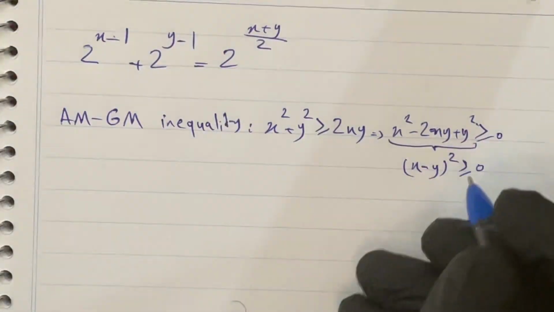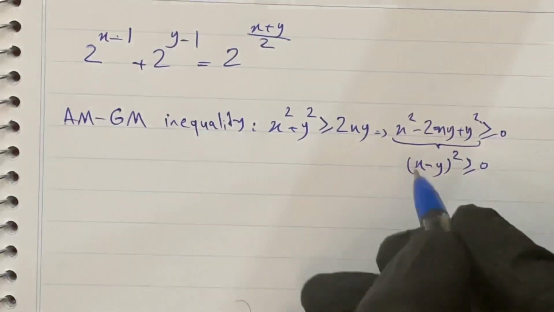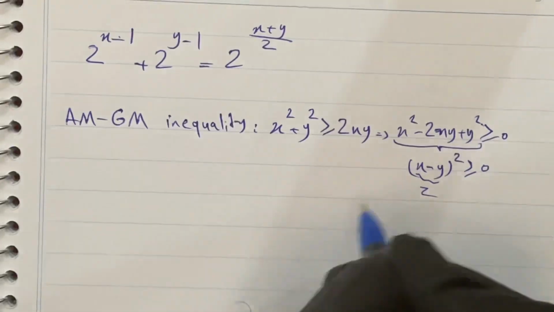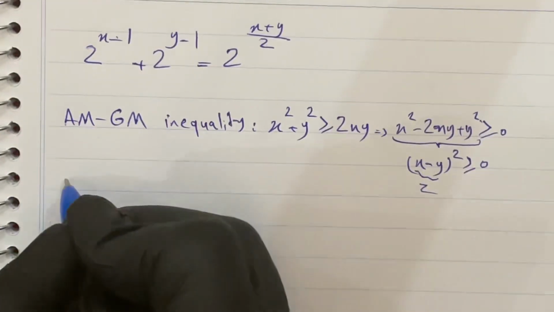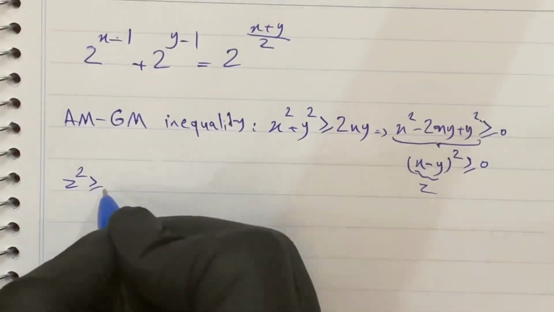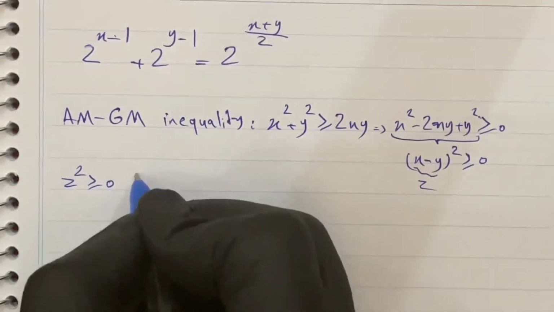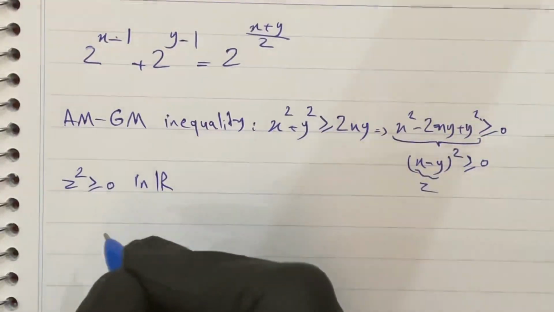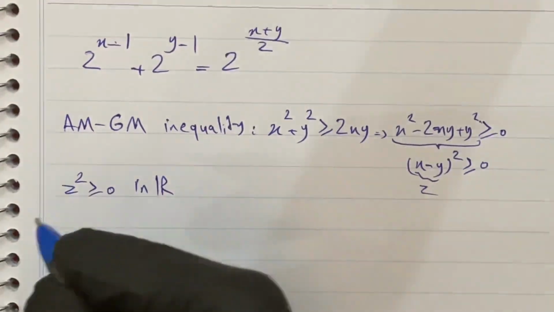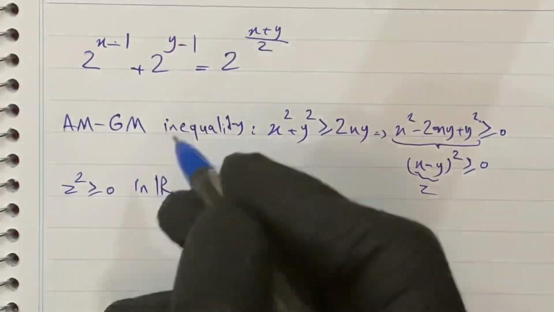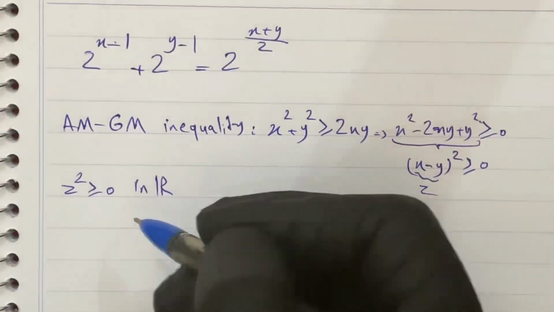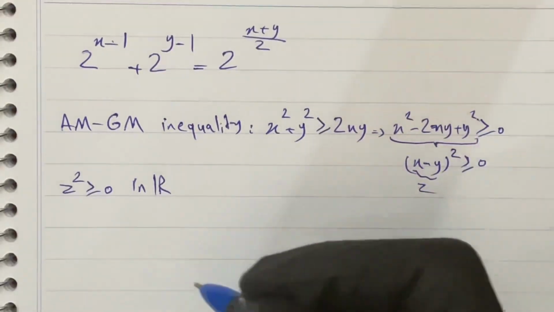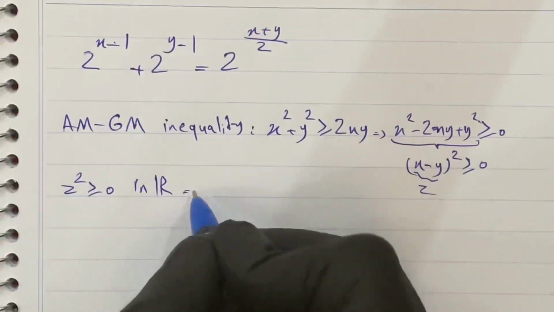So we know that by definition this is true. Why? Because if we imagine this as z, we see that z to the power of 2 is always bigger or equal than 0 in R. Because in complex numbers we have a different story, and we could have something to the power of 2 smaller than 0.